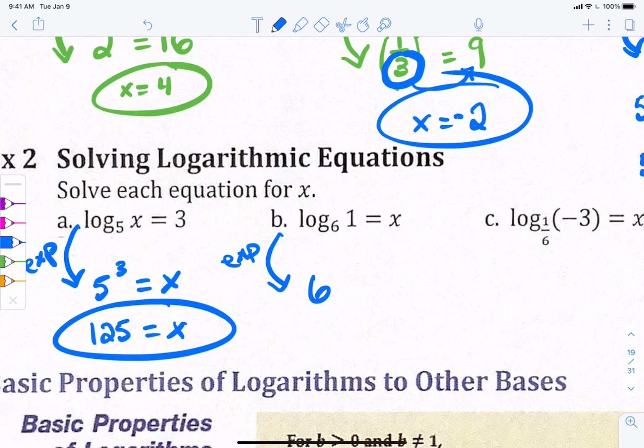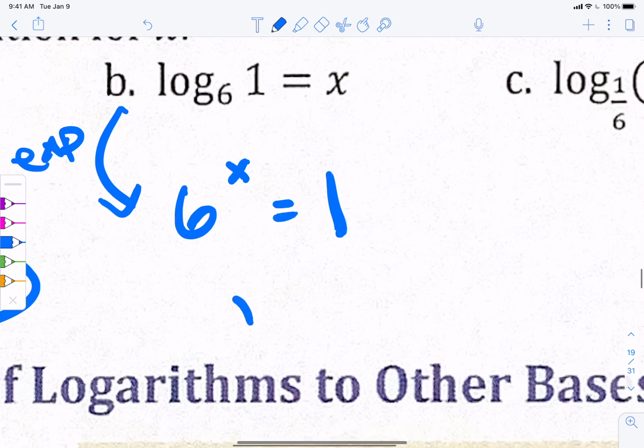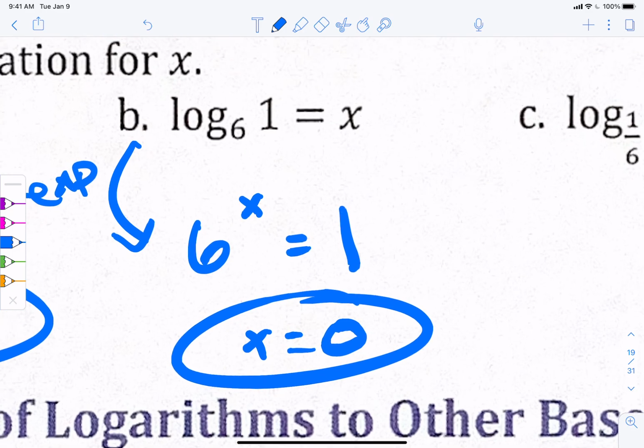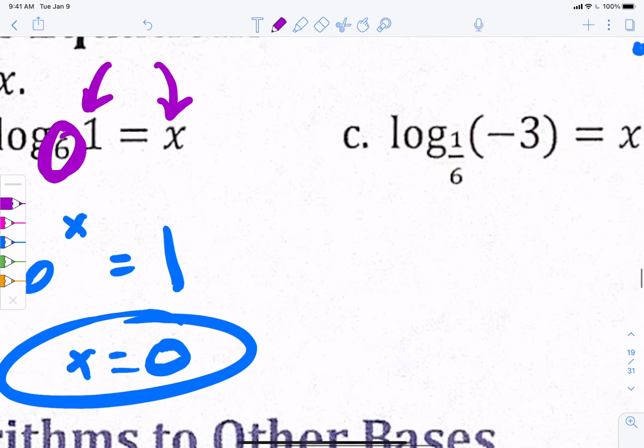6 to the x power equals 1. Okay, this one's a little tricky. Anything to the 0 power is 1, right? 6 to the 0. So really, it does not matter what number. Okay, check this out. It really does not matter what number is right here. If this number is 1, this exponent has got to be 0, right? Any base, anything to the 0 power is 1, right? So that exponent is going to be 0 always.